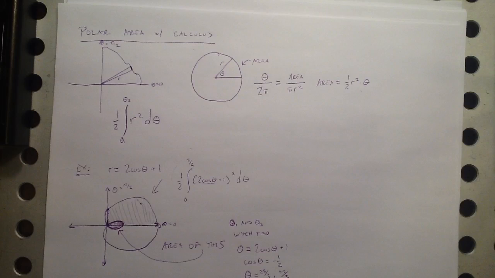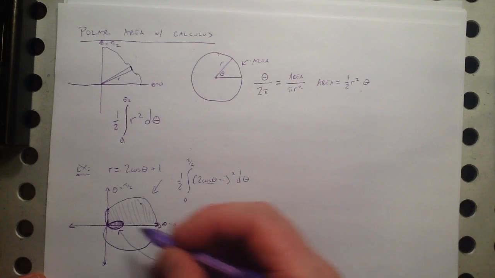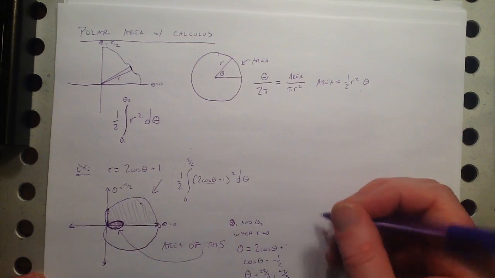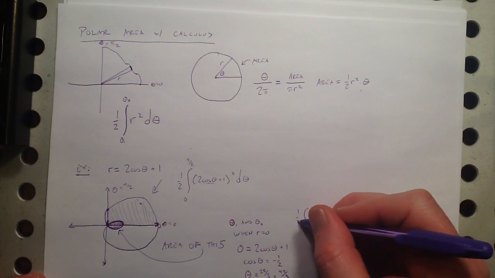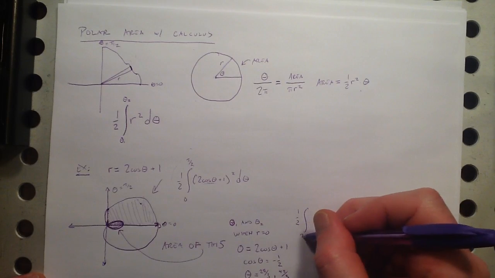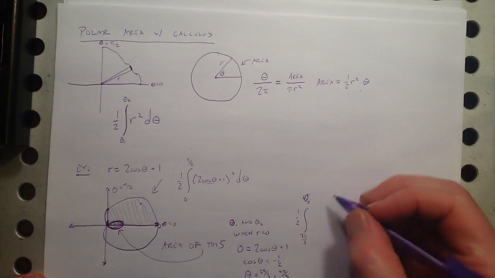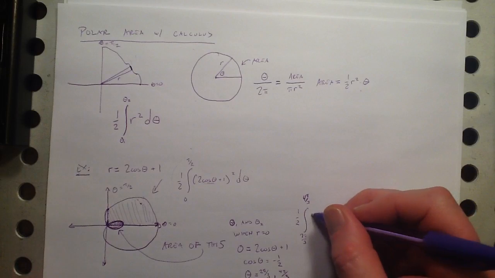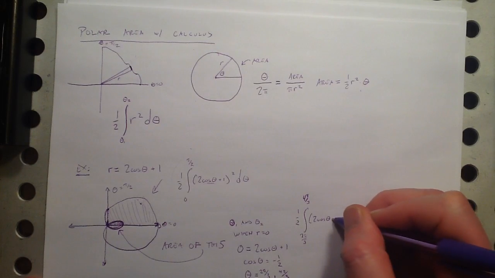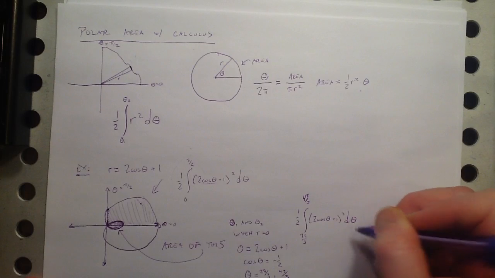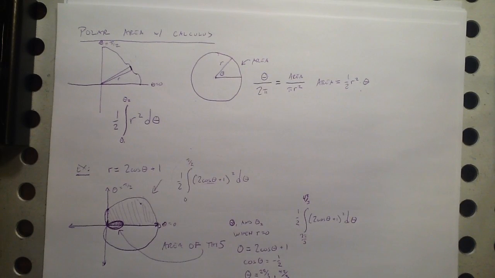And I'm so sorry to tell you that you do need to be able to do that without a calculator. It's something you need to know how to do without a calculator. So that means the area of this little bit in here is 1/2 times the integral from 2 pi over 3 to 4 pi over 3 of the same expression, r squared d theta. That's the expression. I want you to be able to write that.